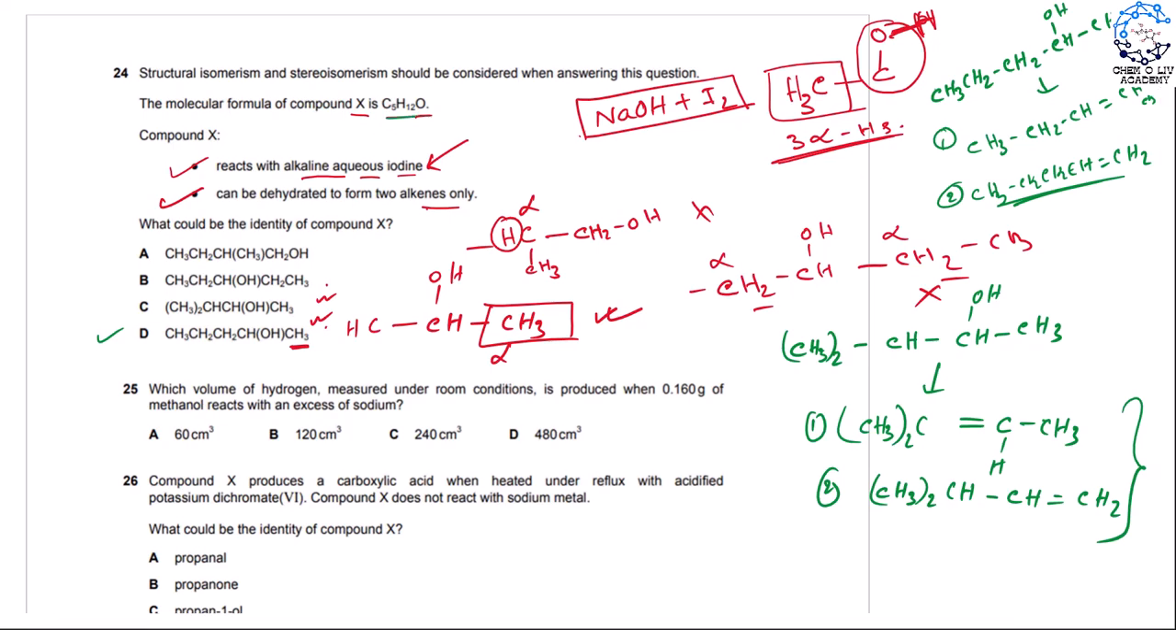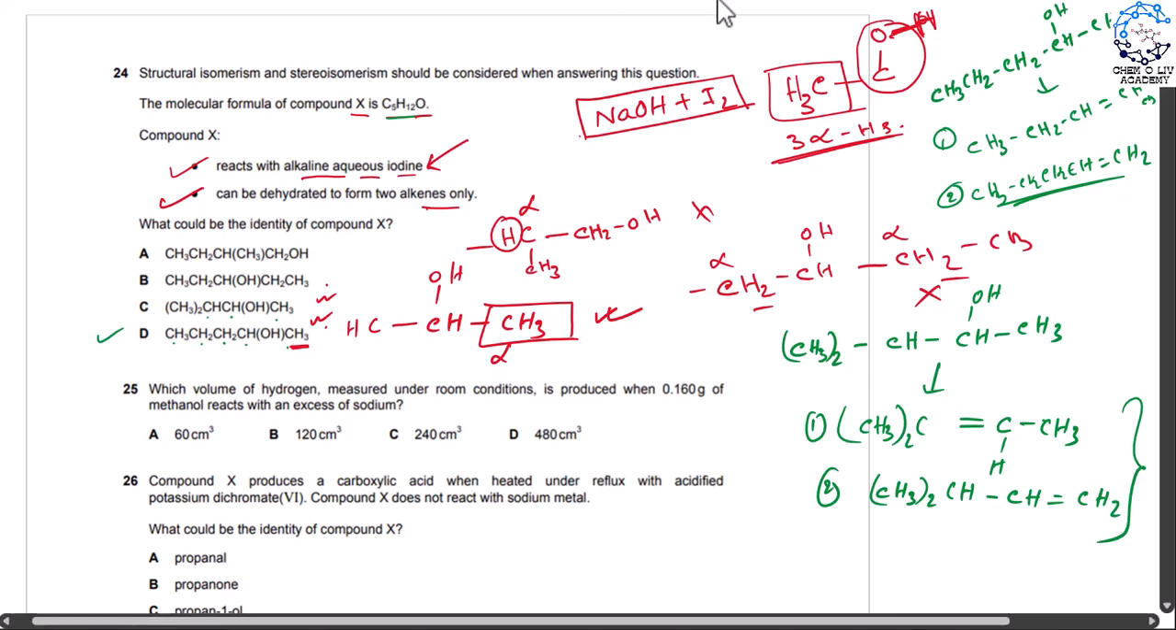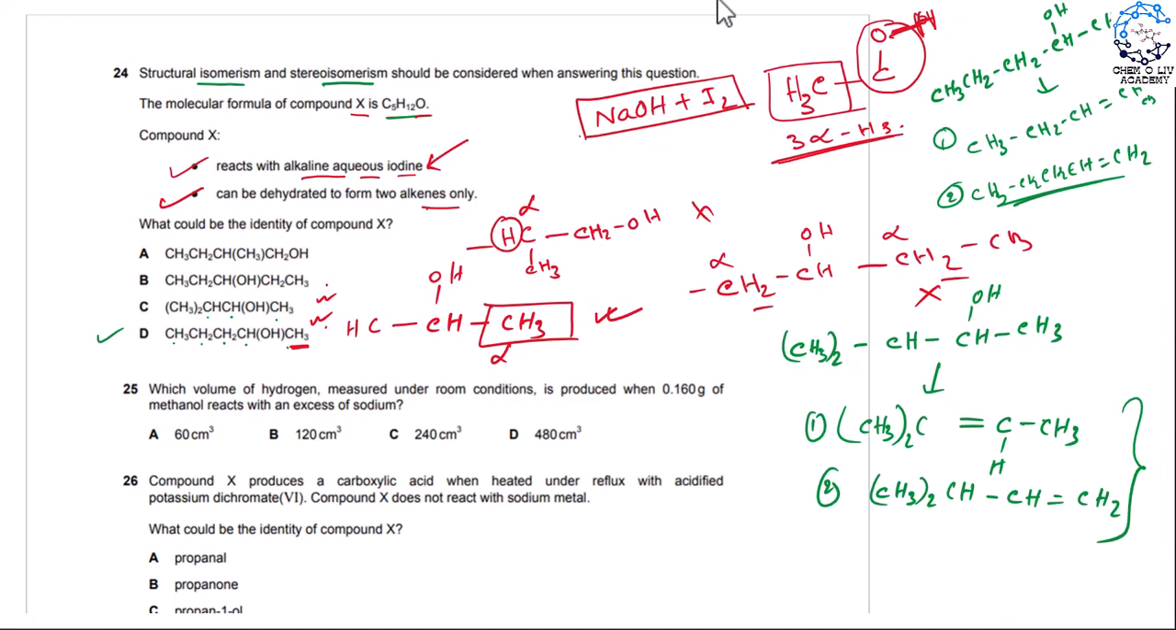Now we have to look for the molecular formula. So C5H12. This compound contains 1, 2, 3, 4 and 5 carbons. So now the question is saying structural and stereoisomer both need to be considered. So these two are my structural isomers.